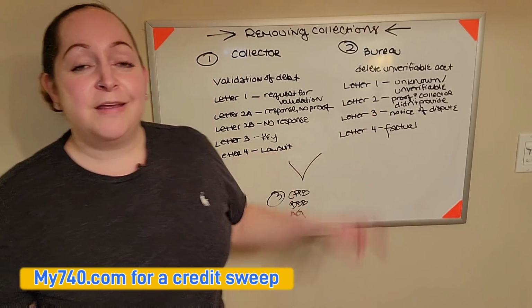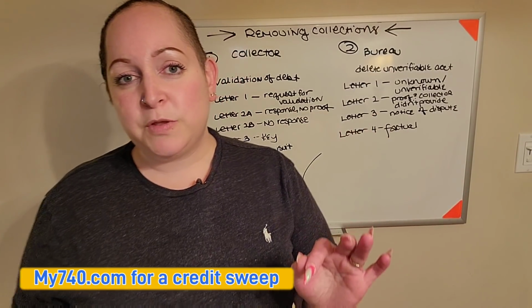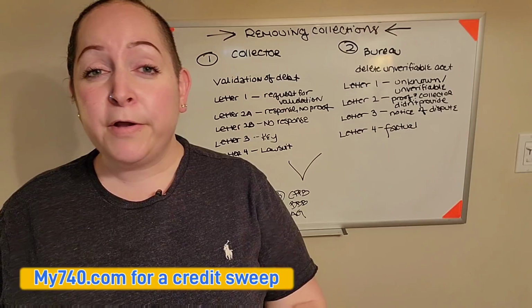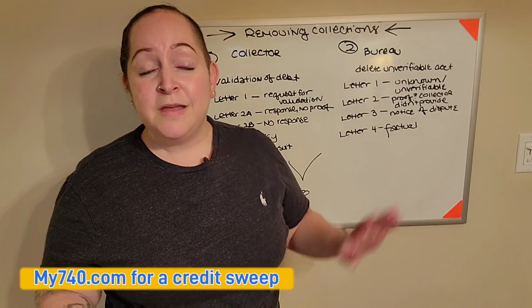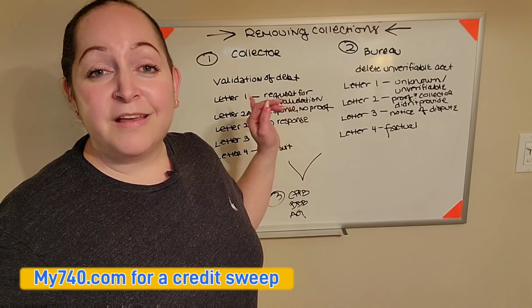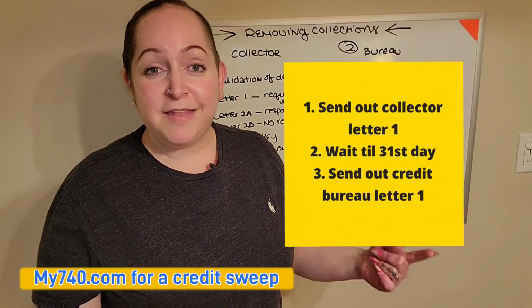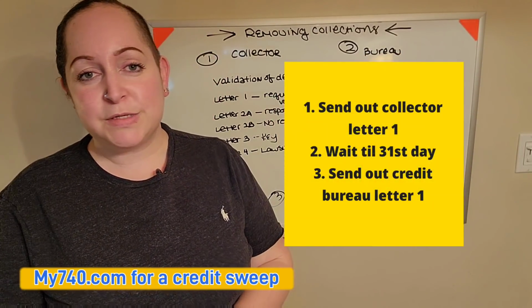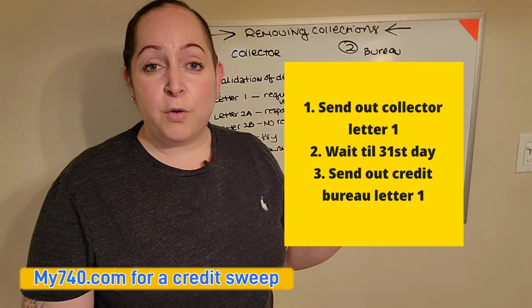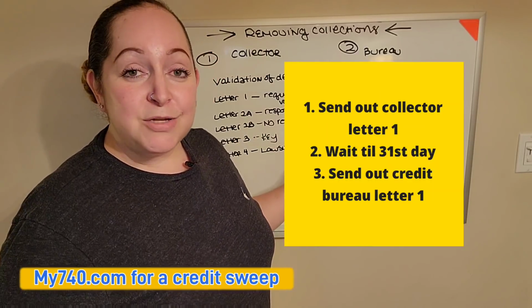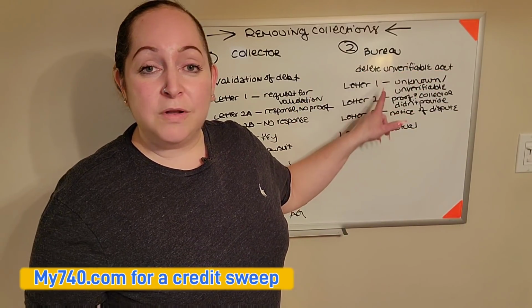So here's letter 3. Again, the key, the notice of dispute. But there's something very, very important, a bit of a caveat here. You're actually going to dispute with the collector first, and on the 30th day when they do not enter that notice of dispute, and now you have proof, report 1 and report 2, you're actually going to now send out letter 1 to the bureaus.